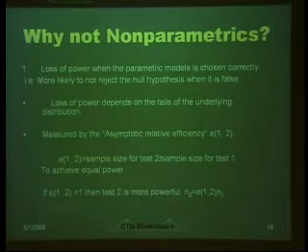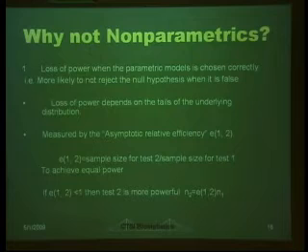All right, why not use non-parametrics if they're such great things? Why not just use them all the time? Well, the problem is that if you pick the right parametric model, you can do better. You have a higher power for your test. That means that you're more likely to reject the null hypothesis when it's false. So you have a better chance of making the correct decision when there really is a difference.